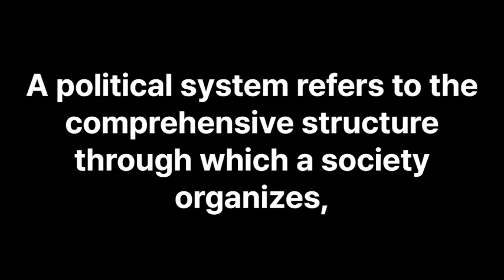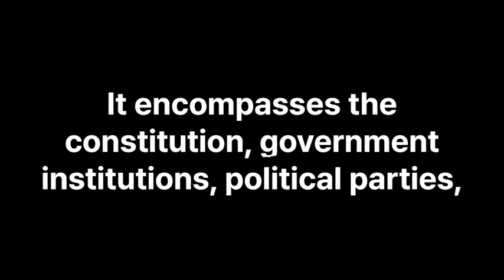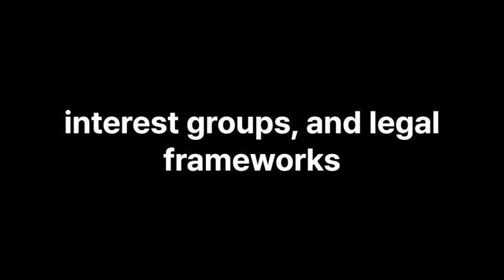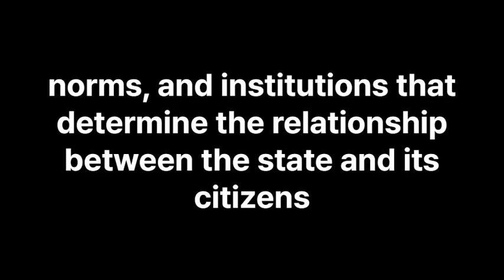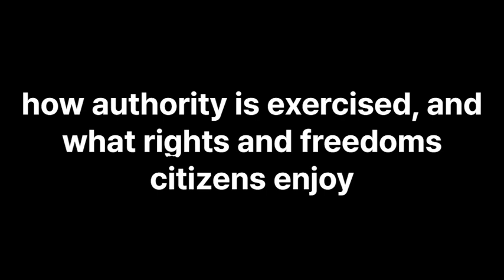1. Defining political systems and regimes. A political system refers to the comprehensive structure through which a society organizes, exercises, and legitimizes political power. It encompasses the constitution, government institutions, political parties, interest groups, and legal frameworks. A political regime, in contrast, is the set of rules, norms, and institutions that determine the relationship between the state and its citizens. It governs how leaders are selected, how authority is exercised, and what rights and freedoms citizens enjoy.